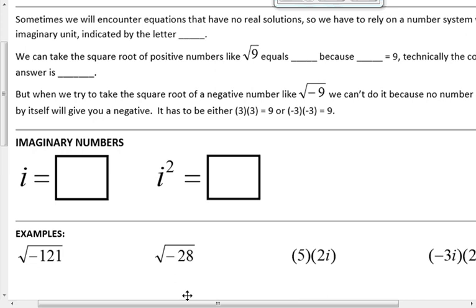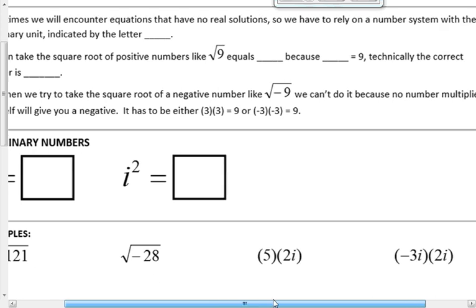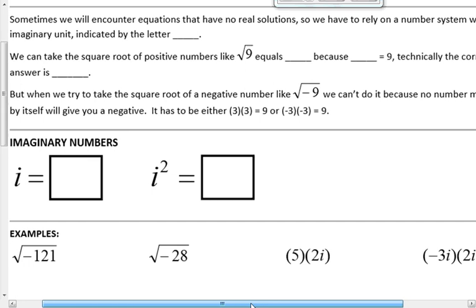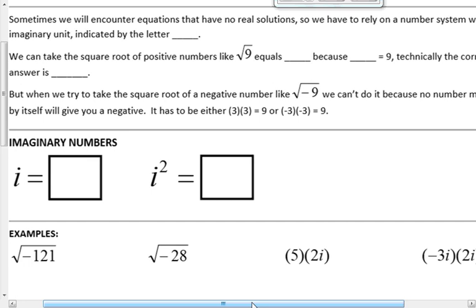So we have to rely on the number system with the imaginary unit, indicated by the letter i. i means imaginary. Anytime you see an imaginary number, it's going to have i in it. That's how we know it's imaginary.